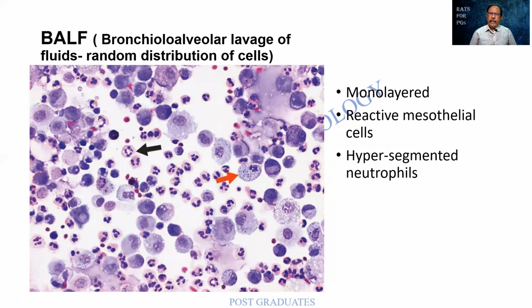What is lost is a pattern, but of course in fluids we do not have pattern. The advantages are mentioned here, monolayered. You can make out the reactive mesothelial cells in this. And sometimes there is what is called as the hypersegmented neutrophils. So this happens to be a case of respiratory distress syndrome. Of course, that was there for us in the last 1 year.